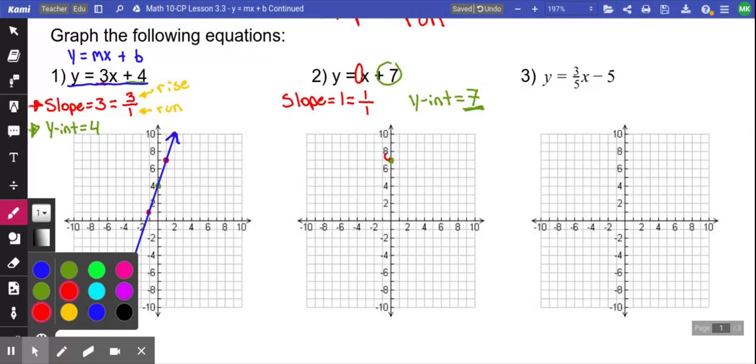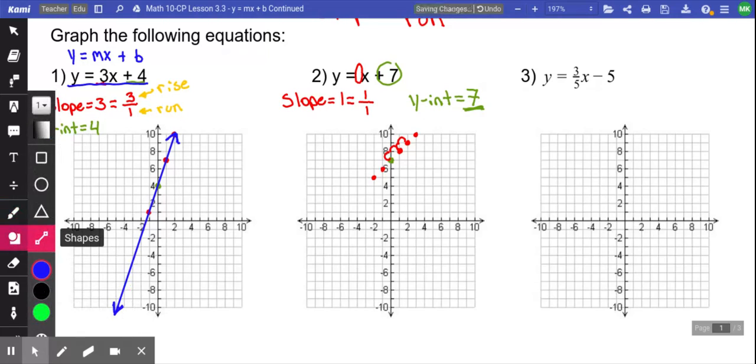So I'd go up 1 over 1 to get another point. Up 1 over 1 to get another point. Up 1 over 1 to get another point. And you could work backwards too. So down 1 and to the left 1. Down 1 and to the left 1.